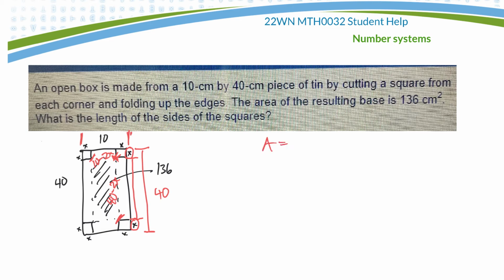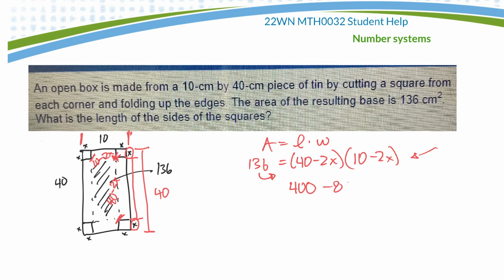So I know the area of any rectangle is length times width. Area, they say, is 136. The length of just the base is 40 minus 2x, and the width is going to be 10 minus 2x. Okay, so now the idea is you'll FOIL this side, expand that out, get rid of the brackets, and then bring the 136 over to the other side to make it equal to 0, and then solve that quadratic. So I'll have 400 minus 80x minus 20x plus 4x squared. And then I'll minus the 136 to equal 0.